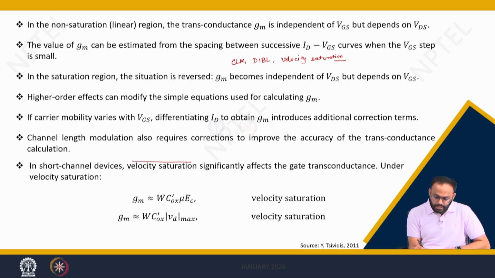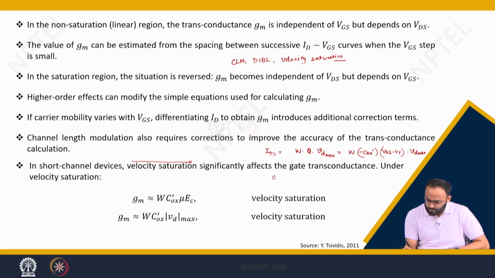If I consider a short channel device where the velocity is saturated, such that the current can be given by W into Q into Vd max. Here Q can be written as W into minus of Cox dash into Vgs minus Vt, into Vd max. Now, when you are going to calculate gm, gm is nothing but delta IDS divided by delta VGS, which is nothing but W into Cox dash into Vd max.